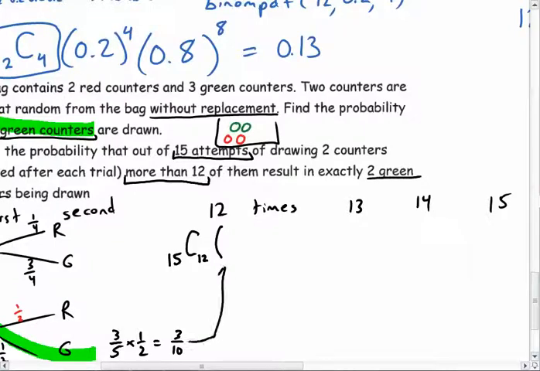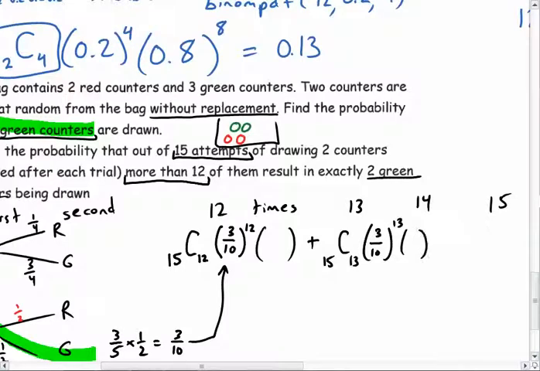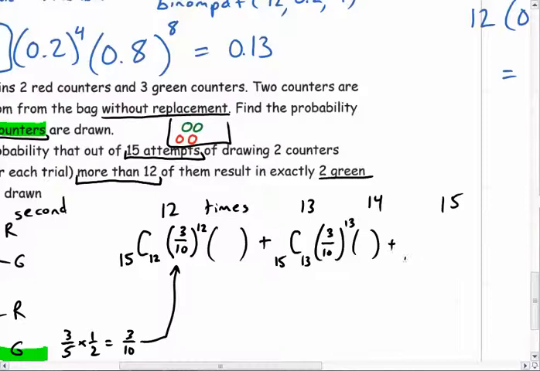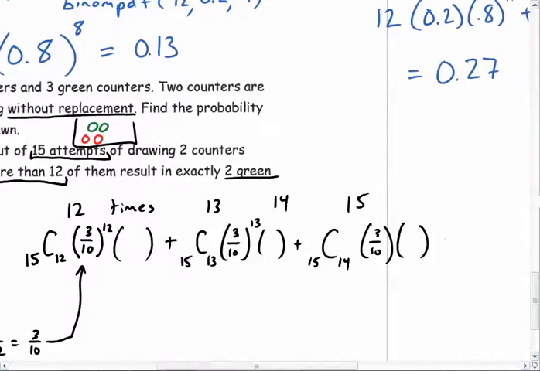The chance of getting 2 green is 3 out of 10, and we want that to happen 12 times. So now you just need to figure out what goes in the other bracket. Okay, or we can have that happen 13 times. Or we can have that happen 14 times. Or we can have that happen 15 times.